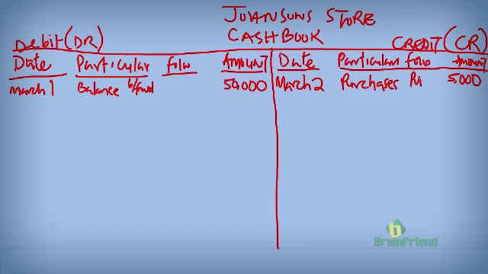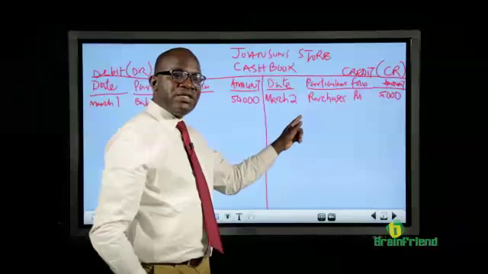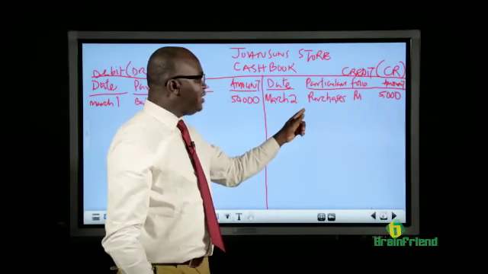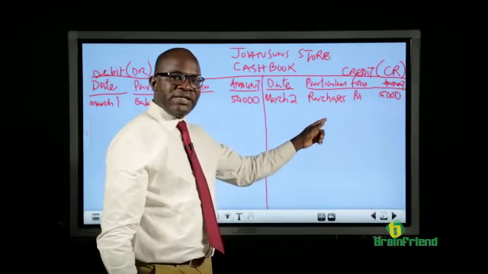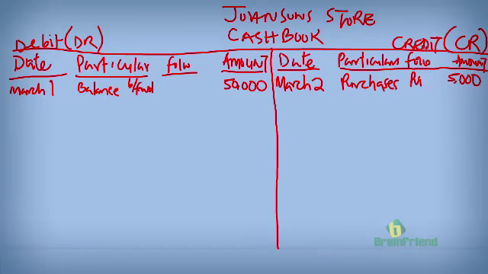You want to know the difference between the first transaction and the second. The first transaction here, the business had cash balance and money did not leave the office. The second transaction, the business gave out money. That is why it is recorded on the credit side. And 5,000 is recorded under amount column because amount shows the place where you record monetary value. And so we record the 5,000 under the amount column.